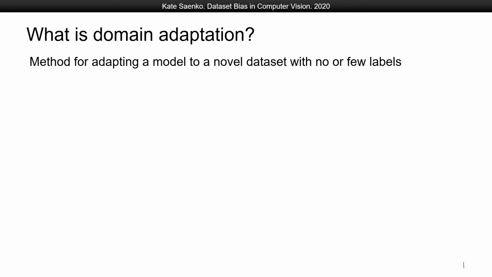So notice here that we're assuming that we have data from this target domain. We have a novel data set. We just don't have labels for that data. There are some techniques that don't assume any data at all. They're called domain generalization, but I won't talk about them today.